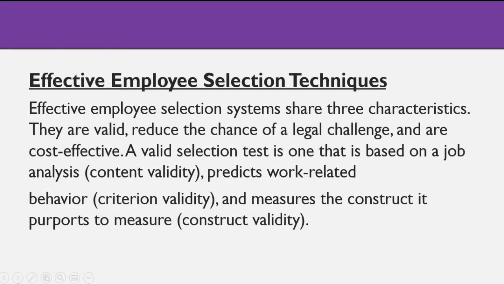Effective employee selection techniques. Effective employee selection systems share 3 characteristics. What are these? They are valid, reduce the chance of legal challenge, and are cost-effective. A valid selection test is one that is based on the job analysis. Content validity predicts work-related behavior, criterion validity, and measures the construct it purports to measure, or the construct validity. So, we should also look at that. It also covers cost per applicant and cost per qualified applicant.